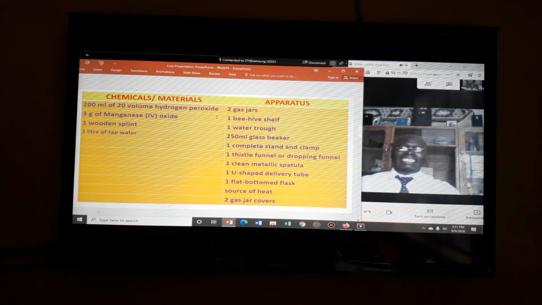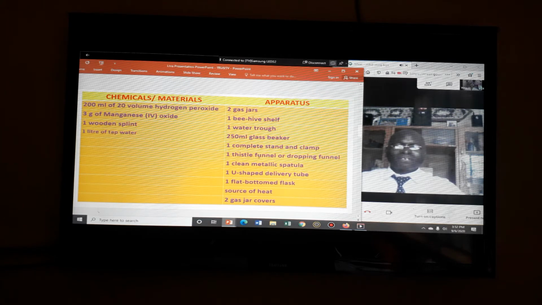Then we will need to go to the second slide, which is showing the chemicals or the materials that we shall require, the ones that I've listed in the first column of this table. Then in the second column of this table, I have listed the apparatus that I'll need to carry out this experiment. You can see each of the chemicals has specifications, the amount that we need. For example, the second chemical, 3 grams of manganese IV oxide. And then in the second column, again, I've specified the quantities that we require, the number of apparatus. For example, the first set of apparatus, I need 2 gas jars. Secondly, I need 1 beehive shelf. Then all the way to the last set of apparatus, which are 2 gas jar covers.